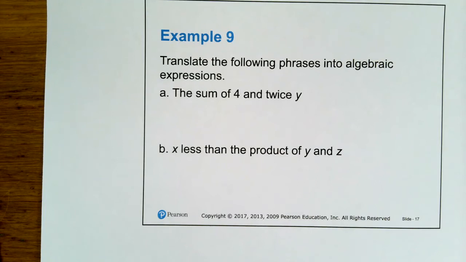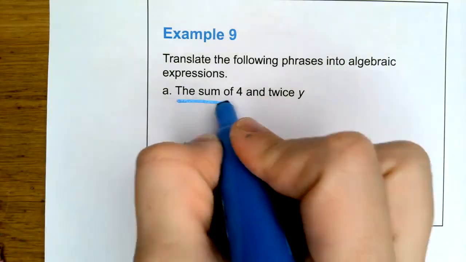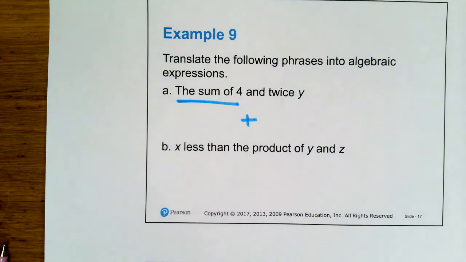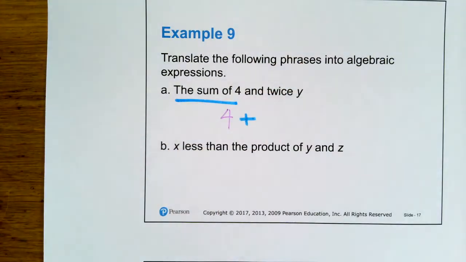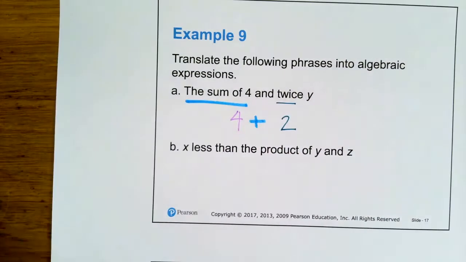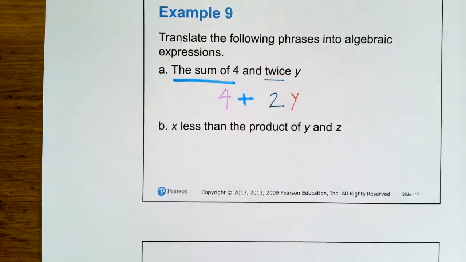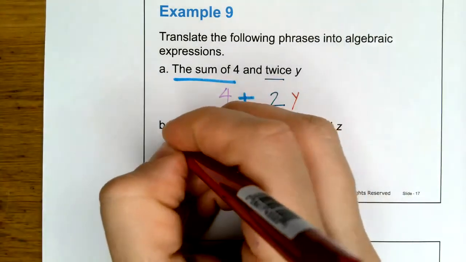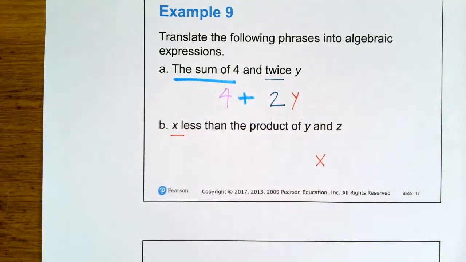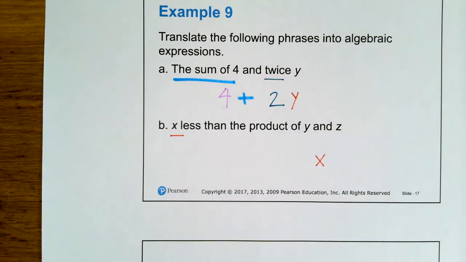All right. Example 9. Translate them into algebraic expressions again. The sum of 4 and twice y. The sum of 4 and twice y. Here we have x less than the product of y and z.